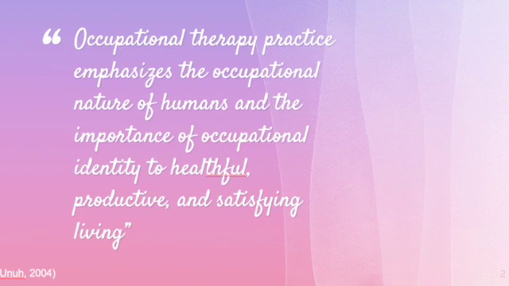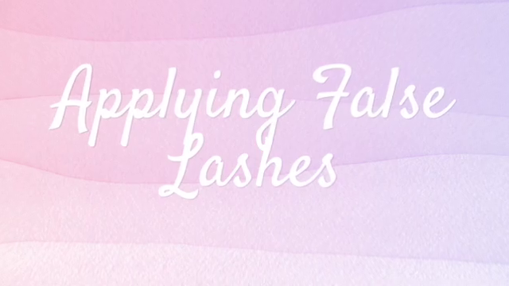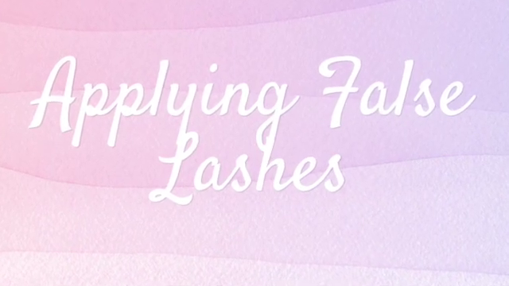performance skills, and occupations. Activity analysis is a process which breaks down an activity into small units of behavior. A clinician performing an activity analysis will first identify the activity, determine its importance to the client, and identify the steps required. Then, objects, properties, space demands, and social demands are analyzed and considered. Finally, the clinician will determine the required body functions and structures, as well as the performance skills to successfully complete the activity. Today, we will be breaking down the steps of applying false eyelashes.